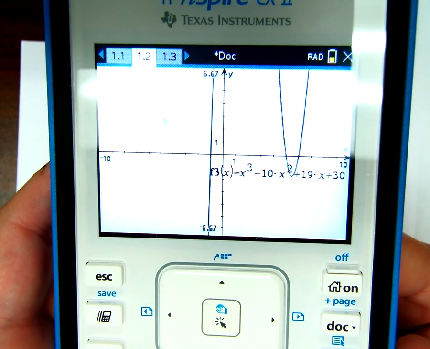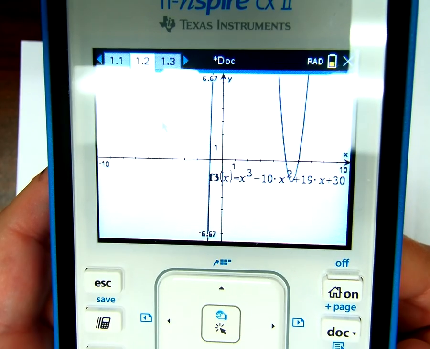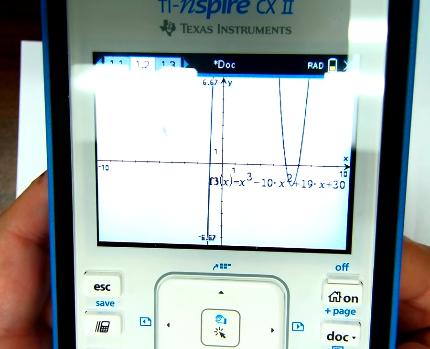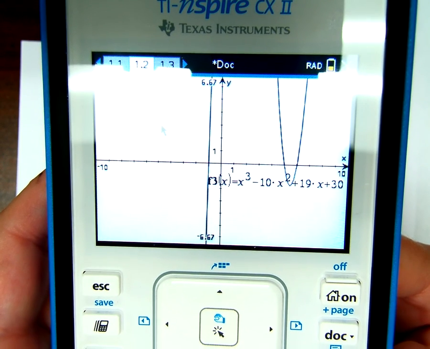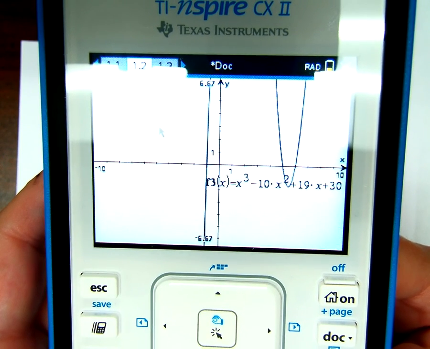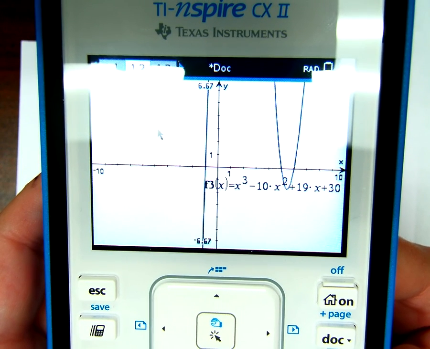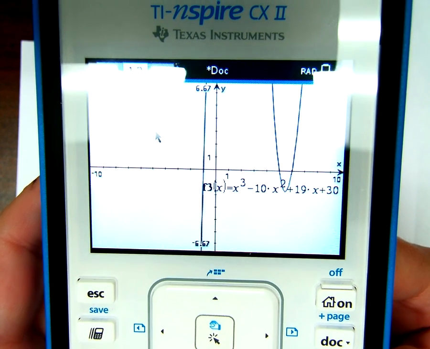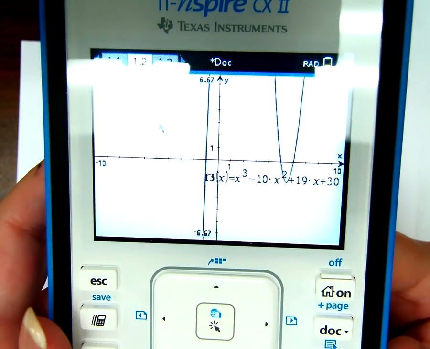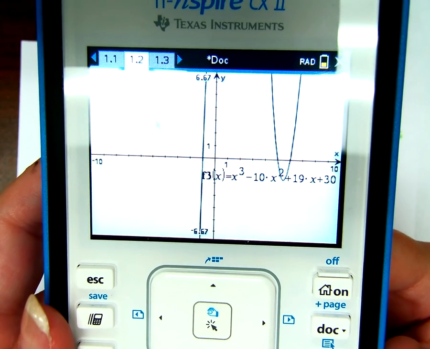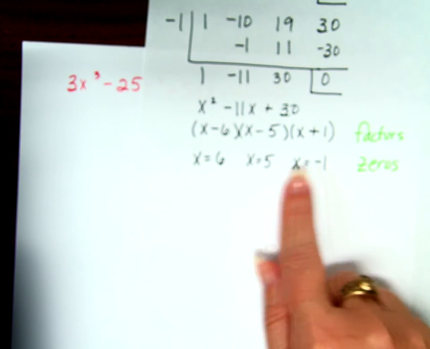What do you notice? Where's the graph crossing the x-axis? Negative 1, 5, and 6. Oh my gosh. Negative 1, 5, and 6.